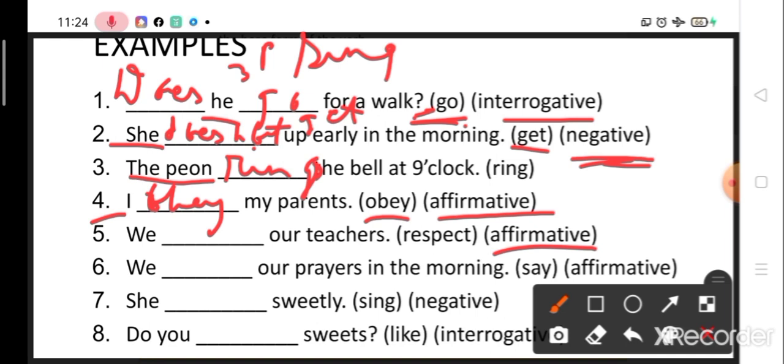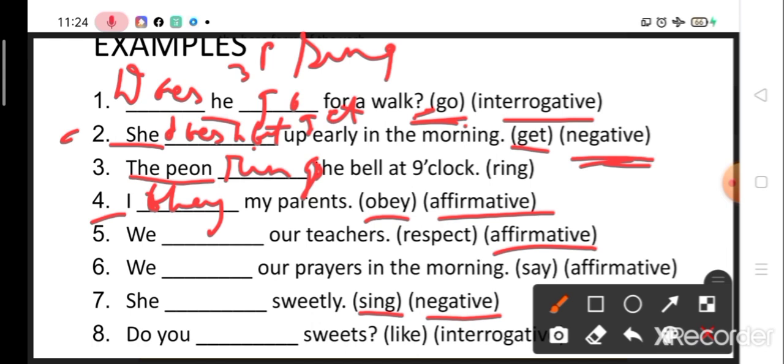Next, she dash sweetly. We are supposed to use sing, and this we are supposed to make a negative sentence. This is rather a negative sentence. So again it goes like this, the second one. So here it is, she does not sing sweetly.